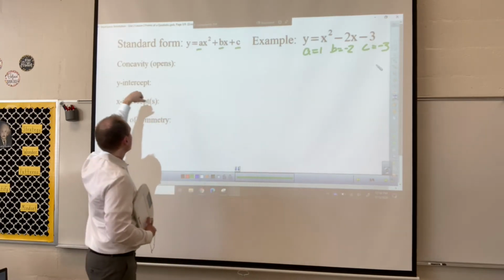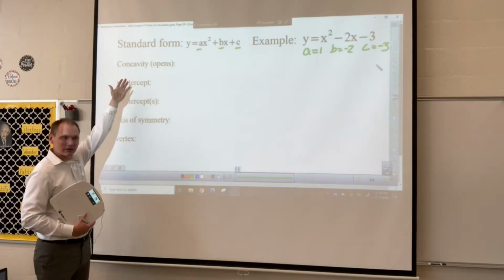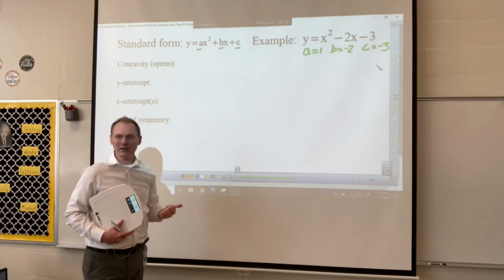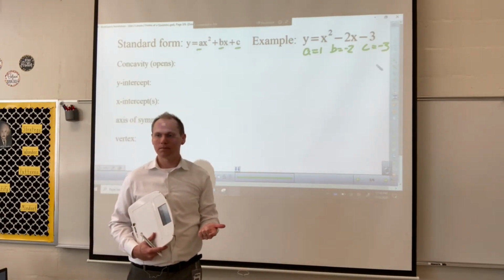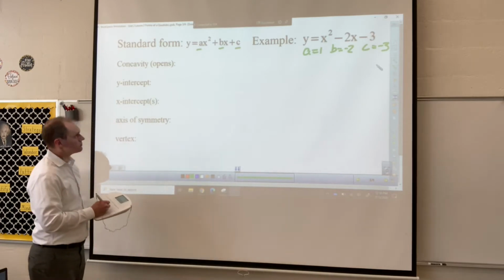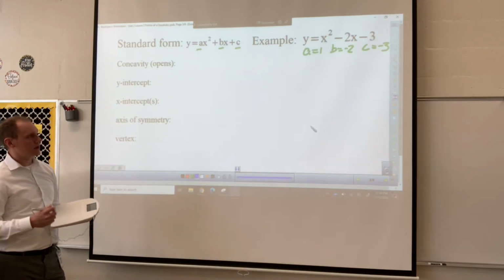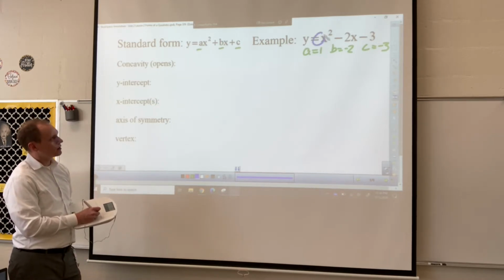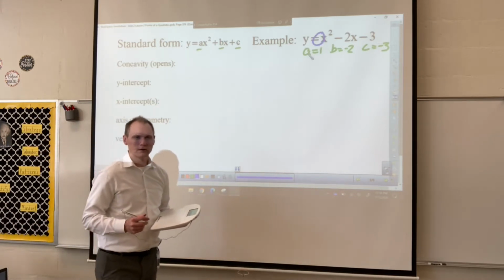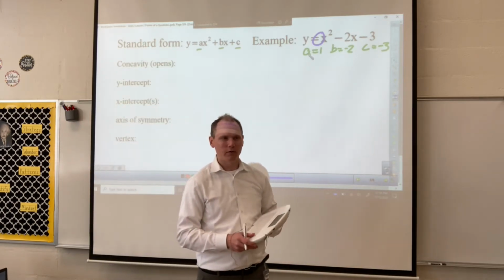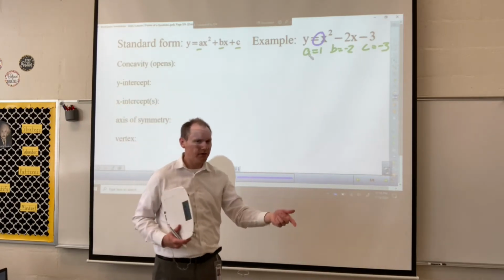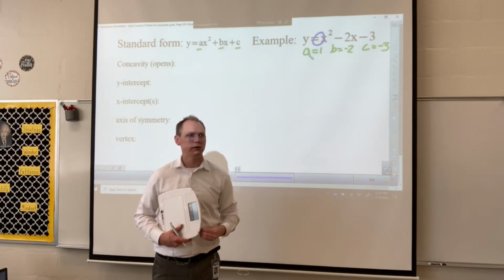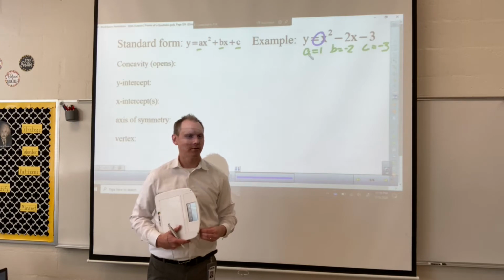Okay? So we can tell certain things from standard form. So let's go through the list and figure out what can we tell really easily and what maybe is not so easy. So as we talked about in our last lesson, this value out in front here, do you remember what that determines? If it was positive, it did something. If it was negative, it did something else. Do you remember what happened?